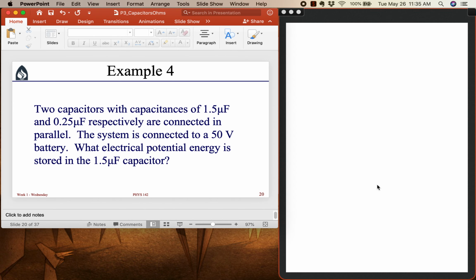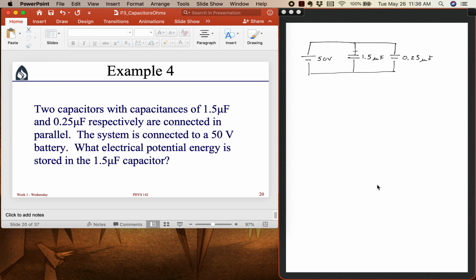So first, let's draw a circuit diagram showing the arrangement of the capacitors. So we know these capacitors are hooked up to a 50-volt battery, and that we have 2 capacitors that are in parallel. One of the capacitors has a capacitance of 1.5 microfarads, and the other has a capacitance of 0.25 microfarads. So that's what our circuit would look like. And we want to find what is the potential energy stored on this 1.5 microfarad capacitor.